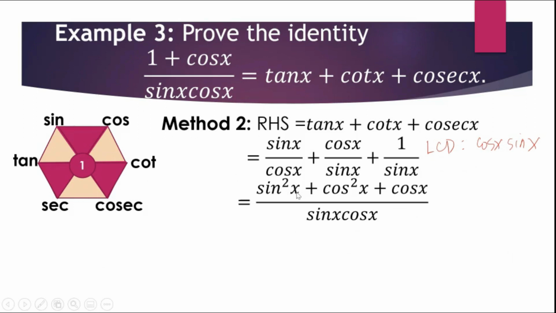Okay, so sine squared x plus cosine squared x is equal to 1. So, sine squared x plus cosine squared x can be written as 1 plus cos x all over sine x cosine x, which is already the left side of your identity. So, it is proven right away. Okay? Sometimes it is really easier to express the given in terms of sine and cosine. So, we only needed one step, just a two-step problem. Okay?